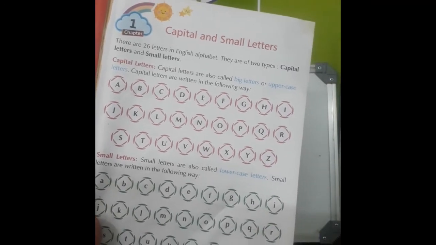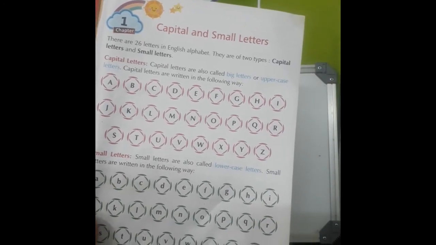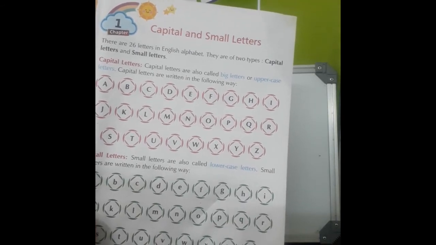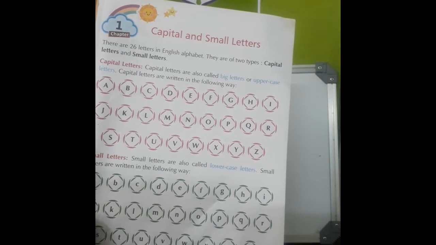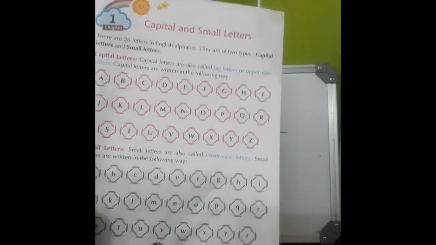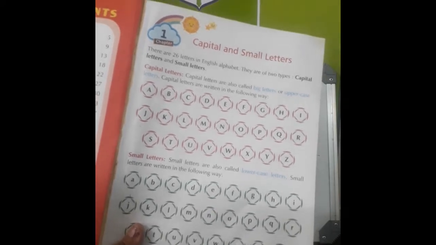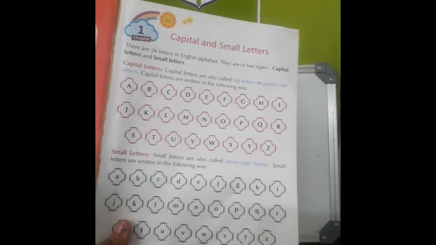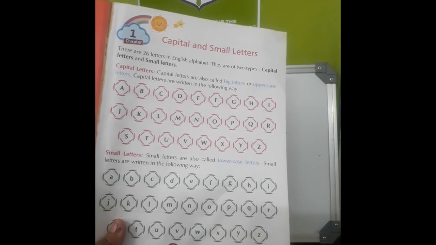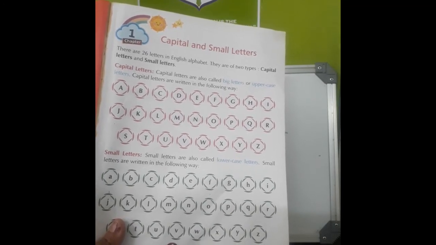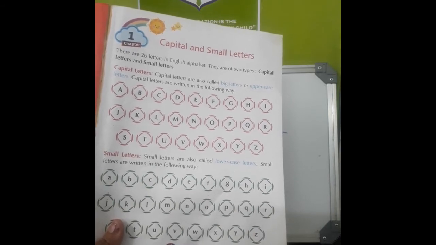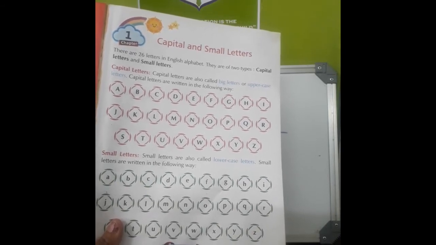In your previous class, you have already learned how to write capital and small letters. Now see in your book, there are 26 letters in the English alphabet. Do you know how many letters are in the English alphabet? Yes, there are 26 letters. They are of two types. How many types are they? They are two types, capital letters and small letters.